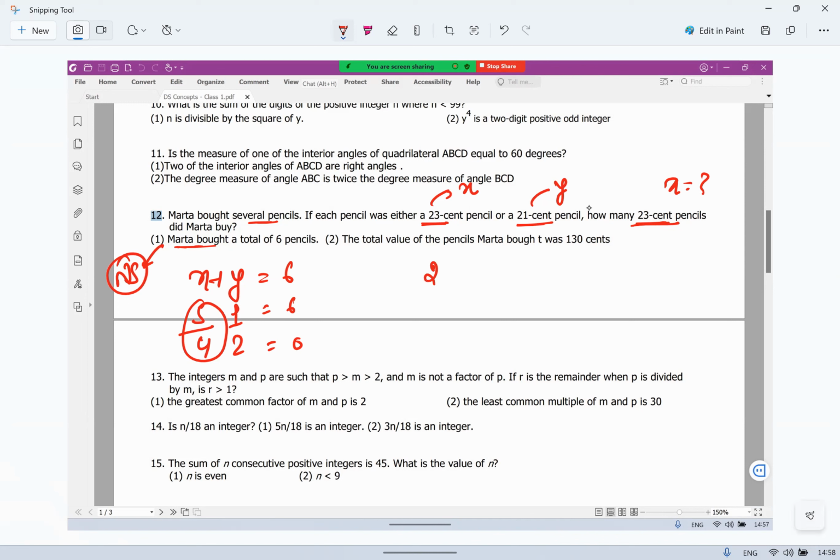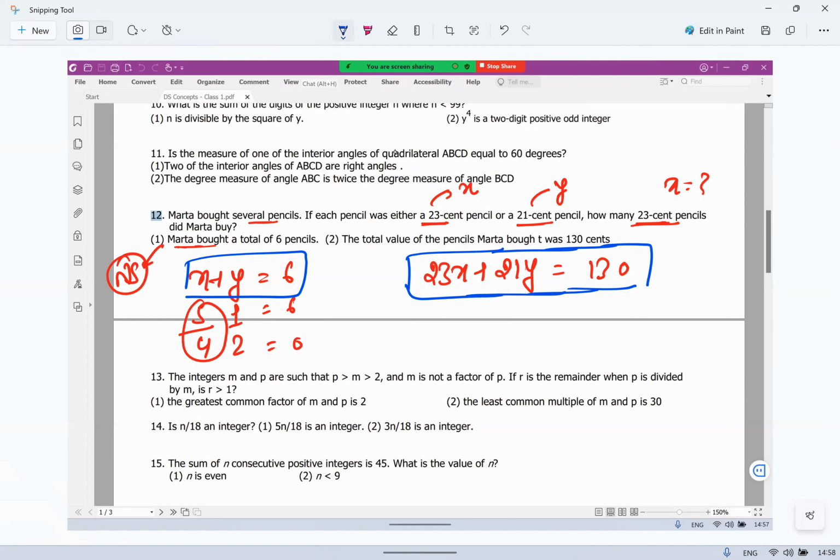Option number 2 says the value of the pencils Martha bought was 130 cents. That is nothing but 23X plus 21Y is equal to 130. Now here, please ensure that you don't just look at these two equations and mark answer C. That will be a big disaster, because before you try to combine these two equations, you will have to tell me with a very valid reason as to why this statement is not sufficient. And I have just told you that if there is a prime number, let's say 23 is a prime number.